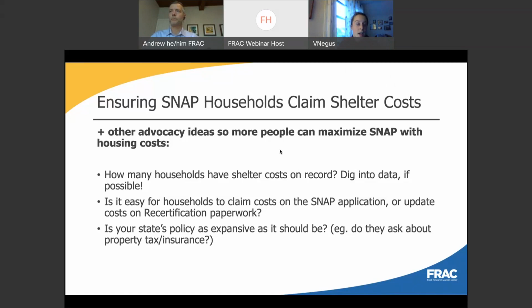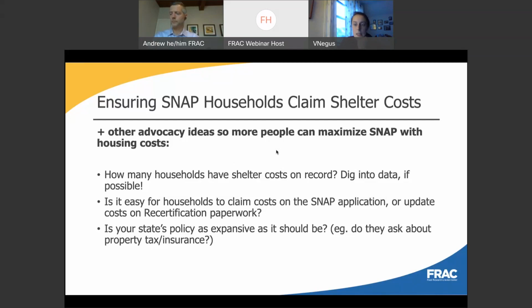And as part of that, thinking about whether your state's policy is as expansive as it should be under the rules. So for example, years ago in Massachusetts, the state asked clients about mortgage principal costs, but didn't ask about property taxes. So making sure that the full range of costs that families are incurring is asked about during the eligibility process.